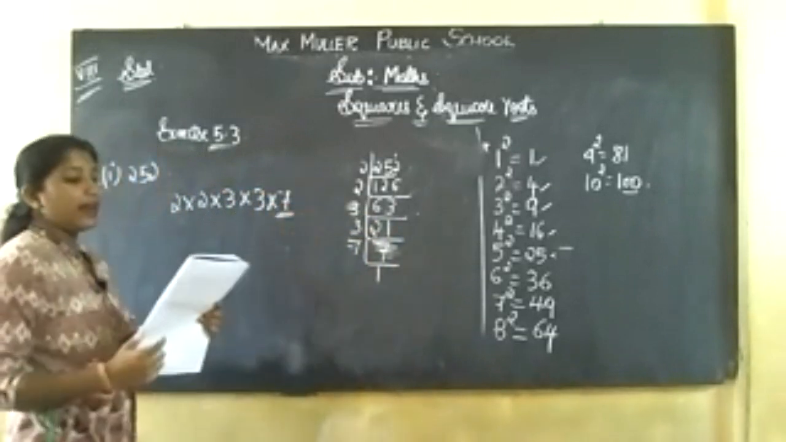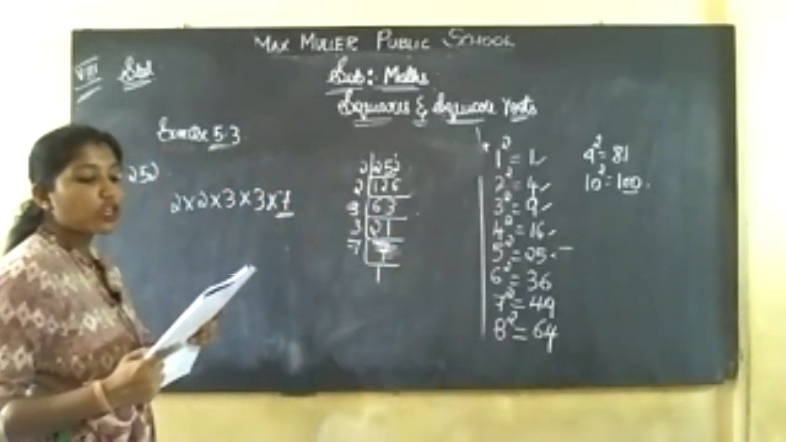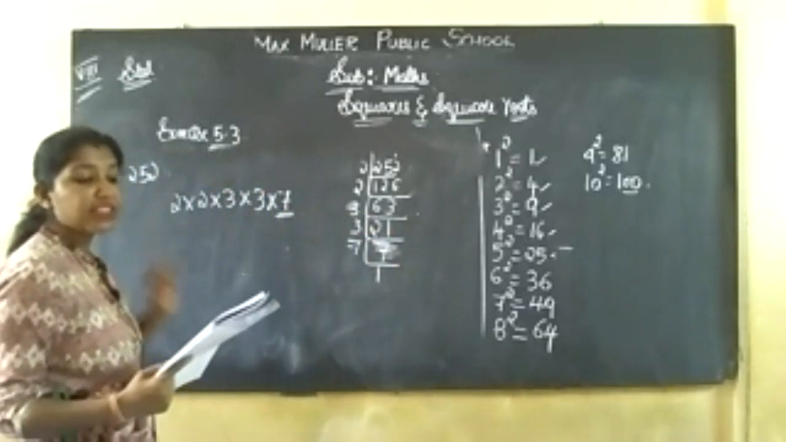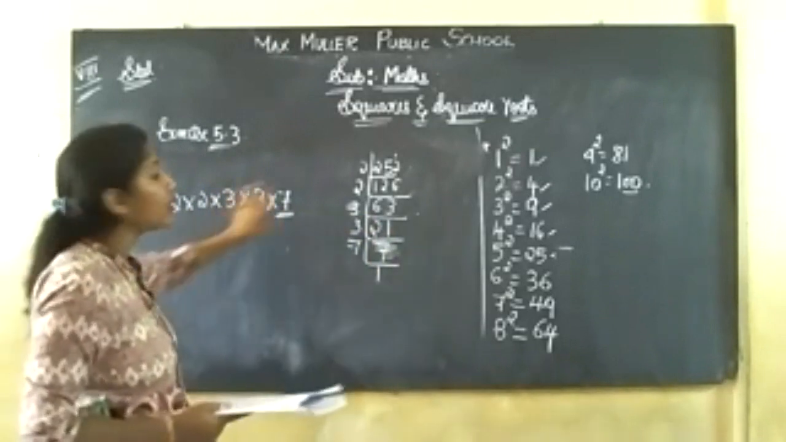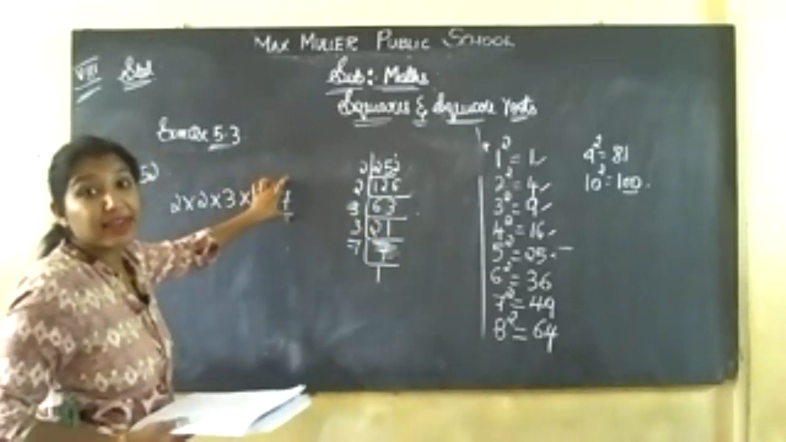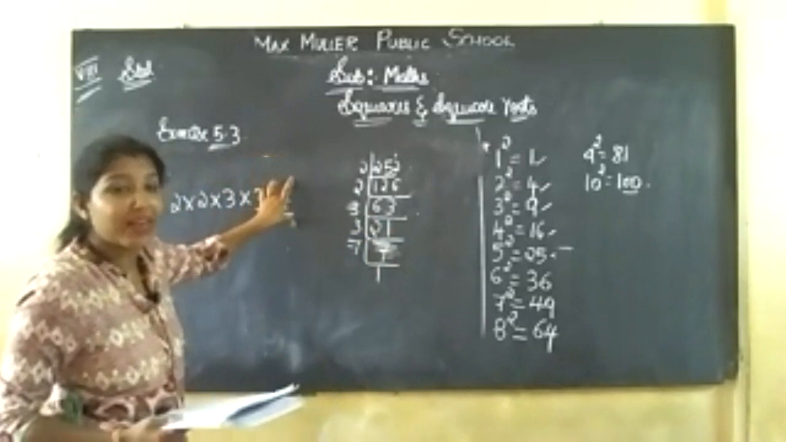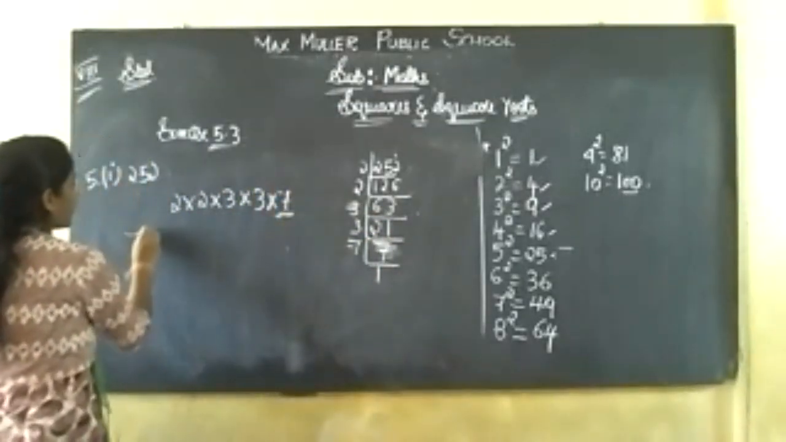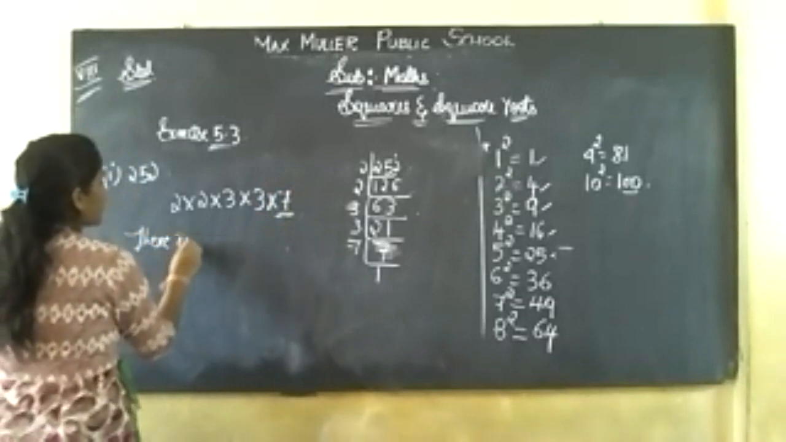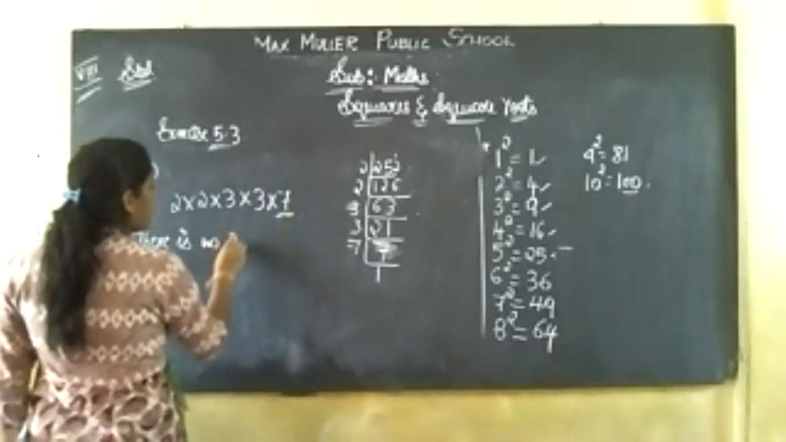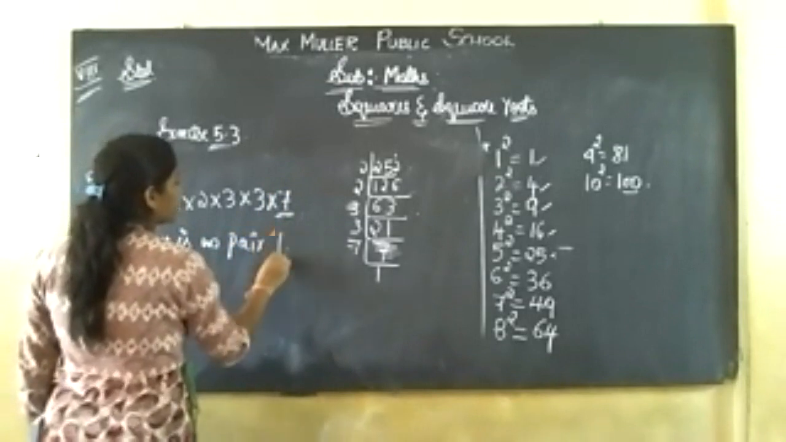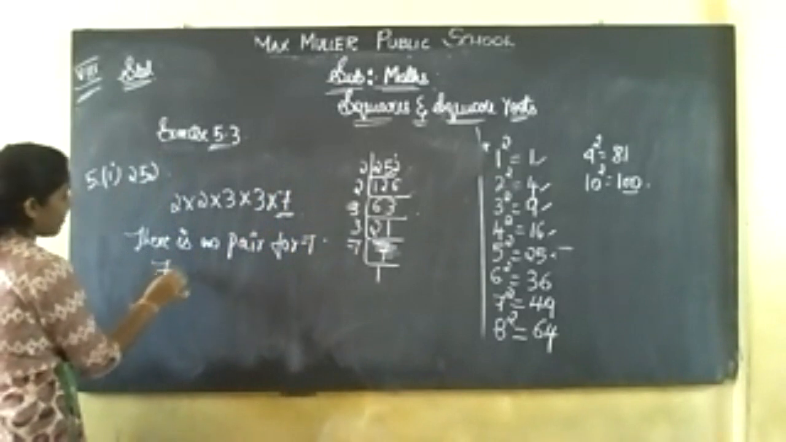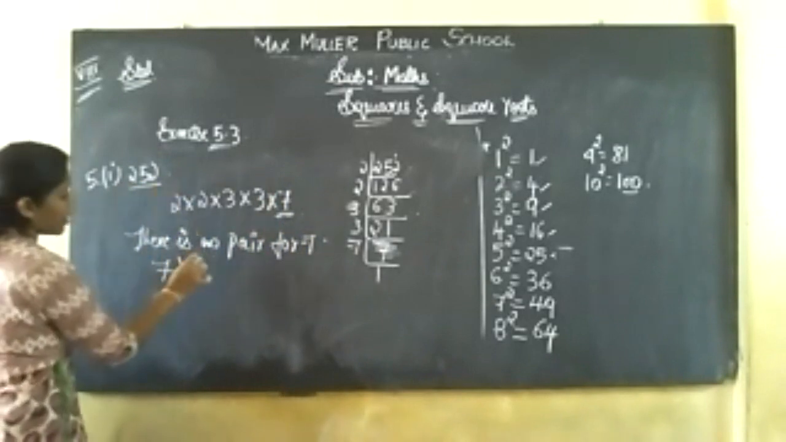In the heading they have given that it should be multiplied by the smallest whole number. By finding the smallest whole number, the number should be multiplied. That means here there is no pair for 7. Write down, there is no pair for 7. So what you have to do here is multiply by 7.